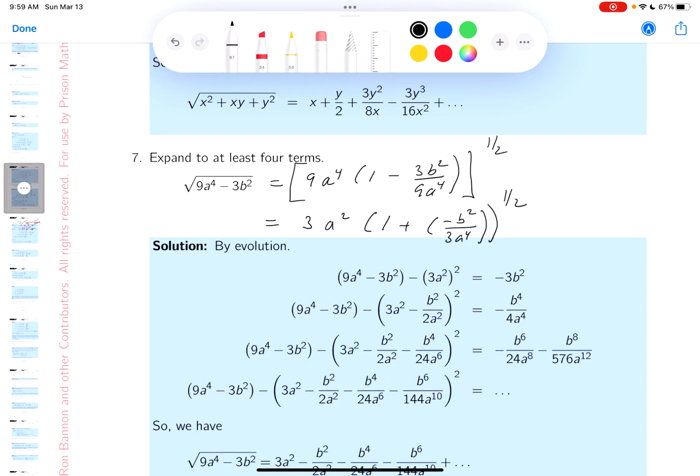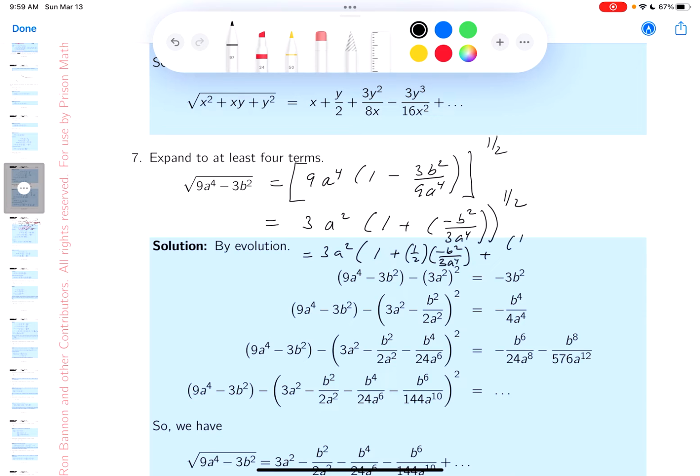All right, so I'm going to start writing it down now. And what do you get over here? 3a squared times 1 plus 1/2. And I only got to go to 4 terms. Sorry about jamming it in there. Let's go to the next term.